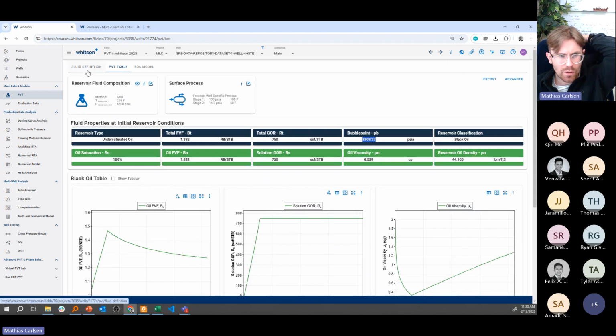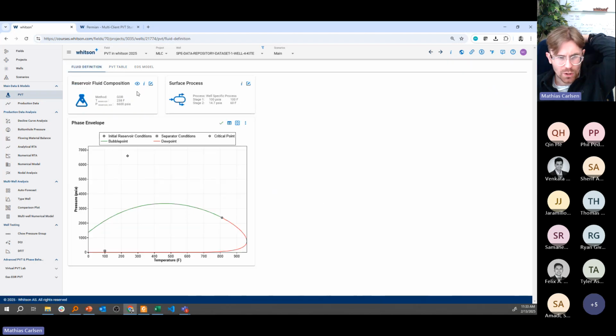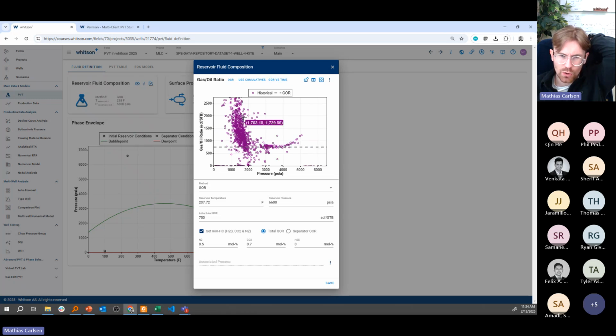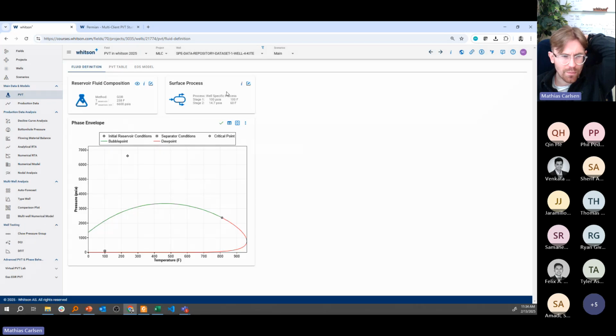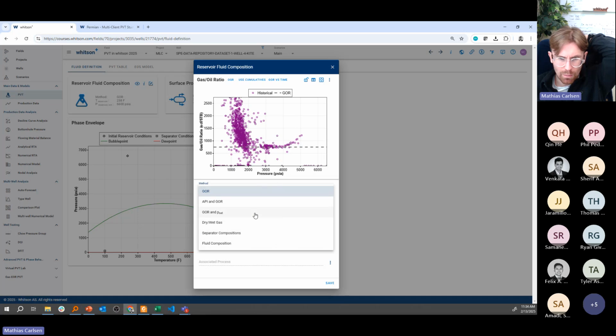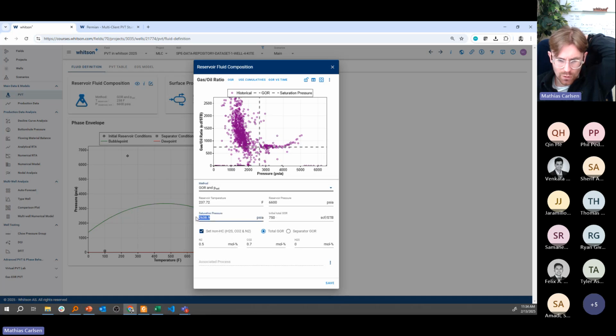If we go back to fluid definition and we open the reservoir fluid composition card, you see that there is an option to pick a GOR versus bottom hole pressure at the top here. That plots the GOR, and it also gives you an indication of when the GOR starts to increase. Okay, then I'm going to show that one more time. We go here, reservoir fluid composition, and making sure that you have BHP versus time here. And then if we change the GOR to GOR and PSAT, you can basically put in a saturation pressure here that you're forcing to. So essentially the same method that we did earlier.